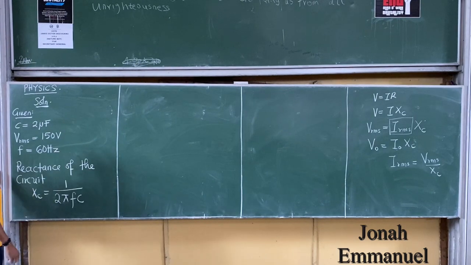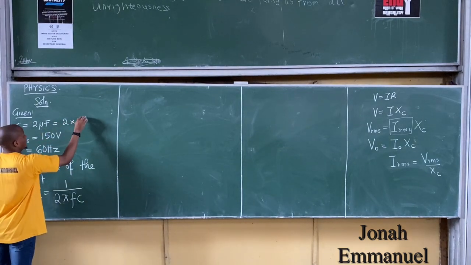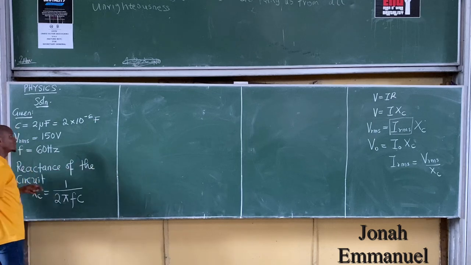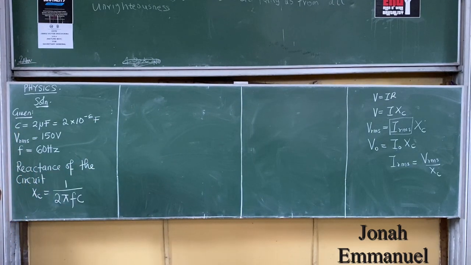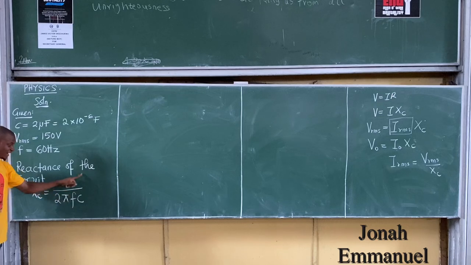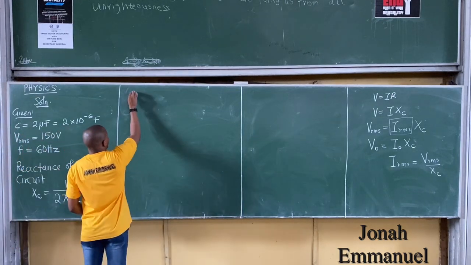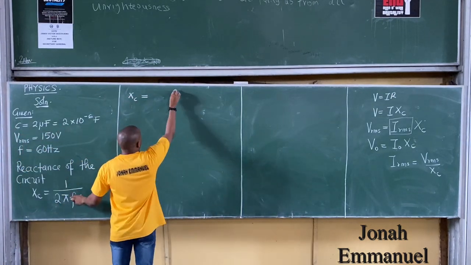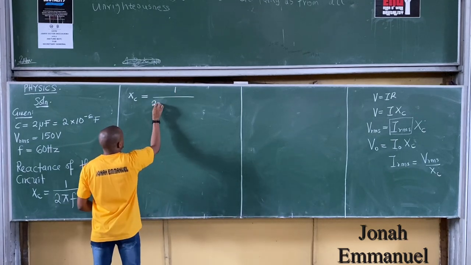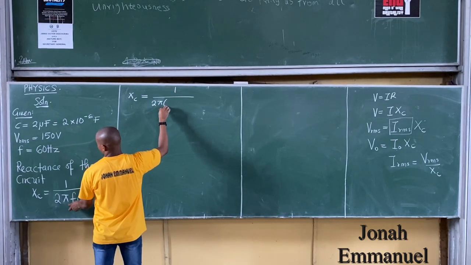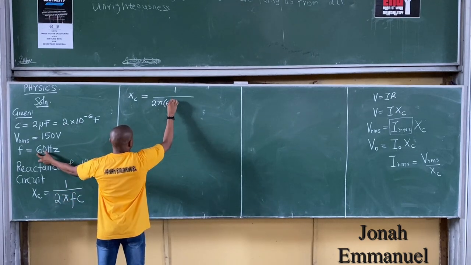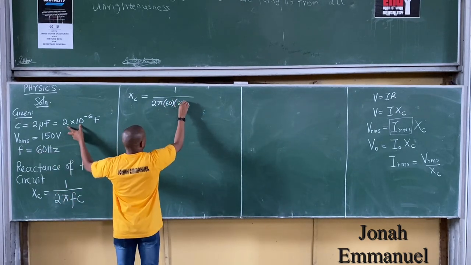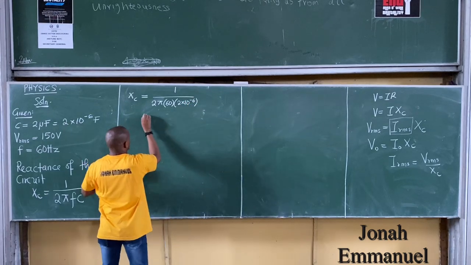That's your formula. But here's the thing, please: I'm seeing C as microfarad. What's a micro? Micro is 10 power minus 6. Alright, that's micro. Now input these values. XC is equal to 1 all over 2 pi times F. F is 60, times C, 2 times 10 power minus 6. Please punch this in. What have you got?